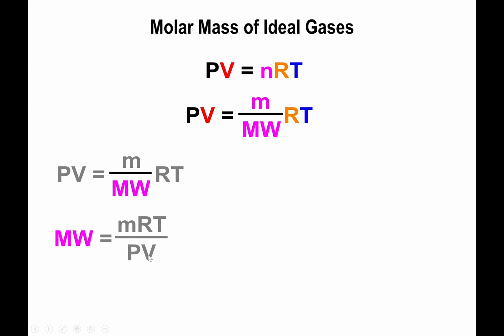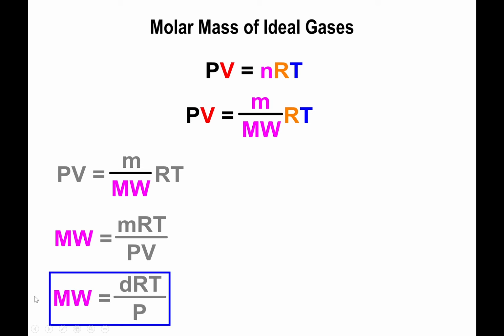But another way to reinterpret this is to say that you have mass divided by volume. And you may recall that as being nothing more than the density of a gas. So the molar weight of a gas is given by the density times the gas constant times temperature divided by pressure. But you could also look at it this way. If you don't know the density of the gas, as long as you have the mass and the volume, you can calculate density and input this equation. So we're going to utilize this, once again, based on the ideal gas law, to determine the molar weight of a gas.